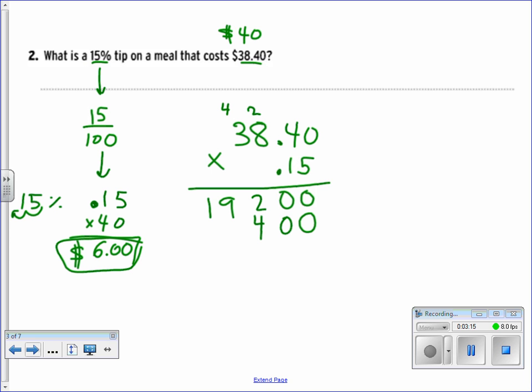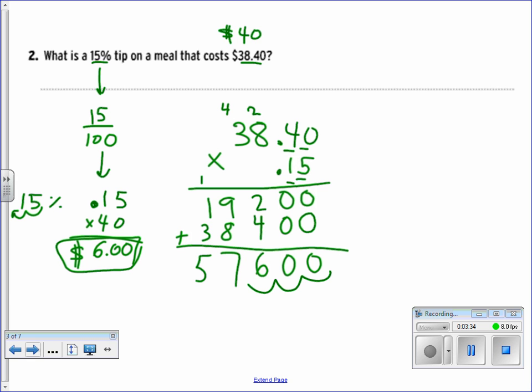0, 4, 8, 3, add, 17, 3, 4, 5. There it is. And how many decimal places do I have? 1, 2, 3, 4. So I need 1, 2, 3, 4. I will leave that waiter or waitress $5.76. No more, no less. No. Obviously, I would probably round it to $6, but there's your exact answer.